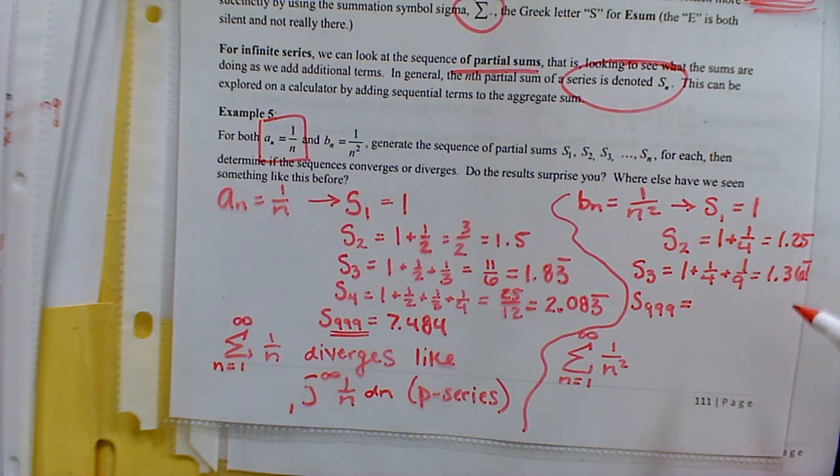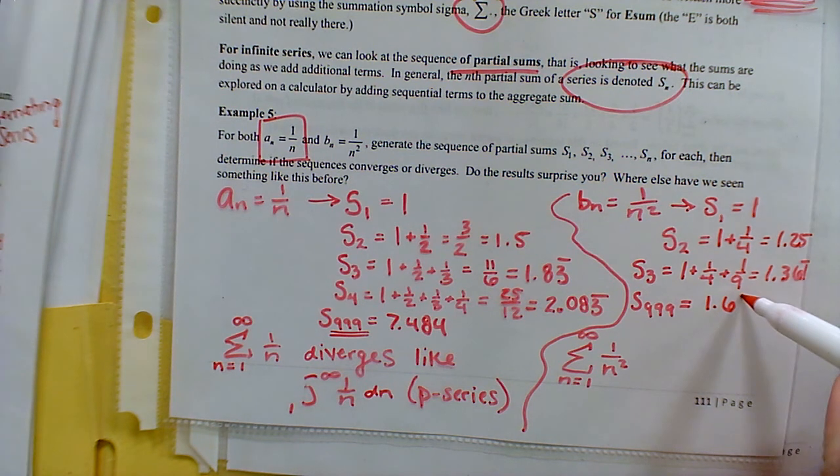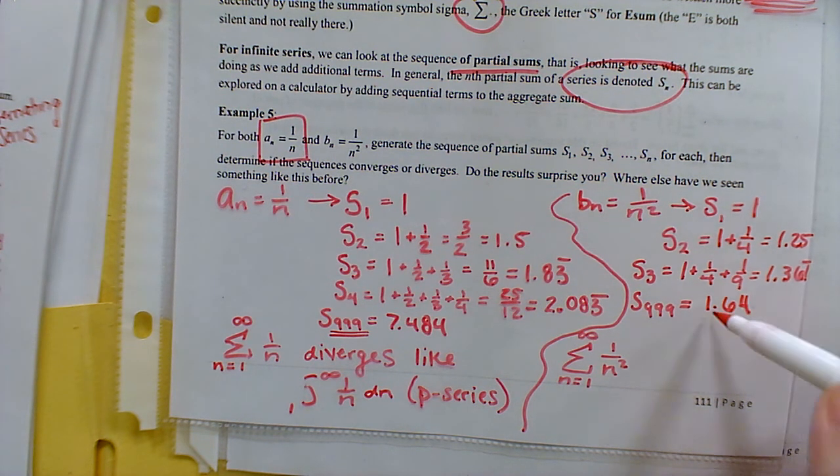What'd you guys get? 1.64. Sounds about right. Okay. So, do you think it converges or diverges?